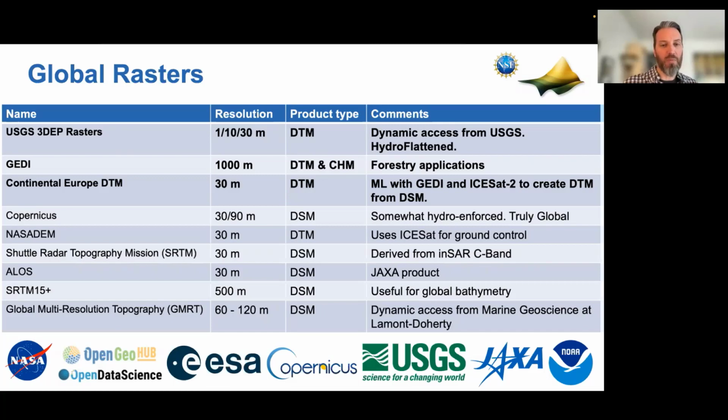The others have been in there for a while. Most people are probably familiar with them. They're a mix of DSMs and DTMs, mostly at 30-meter resolution. And my final point on the global rasters, and we'll talk about this in the demo, is one of the real benefits of these is almost all of them, except for the USGS, are available with an API. So if you don't want to use the web portal, you can script access to these and dynamically grab a data set in your processing workflow and not have to go to the website at all. So it's a really nice way of grabbing data.